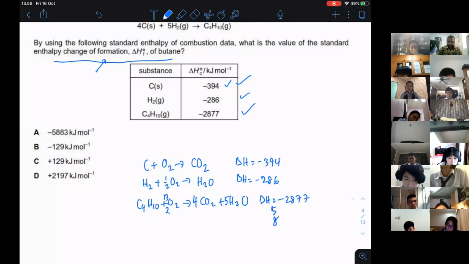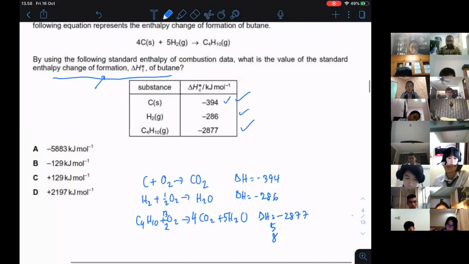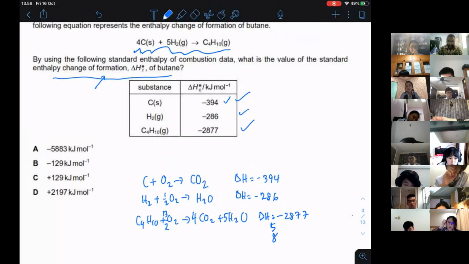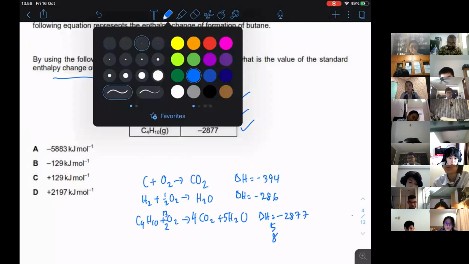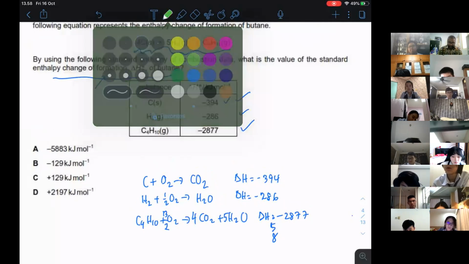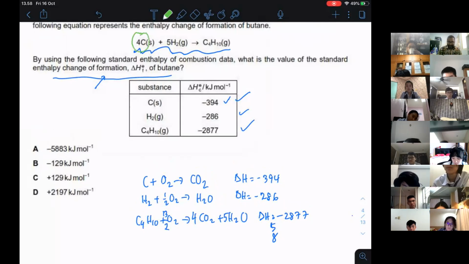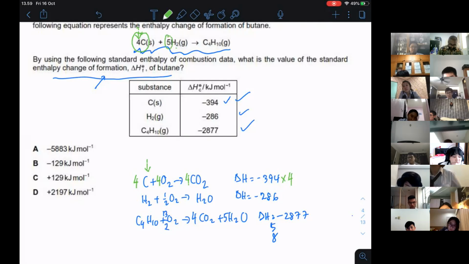Now I will show you. Here I need to get this equation. I need to check what I need on my left hand side and right hand side. According to the equations, carbon is on my left hand side, which is good, but you need 4, so you times everything by 4. I need hydrogen on my left hand side. Hydrogen is on my left hand side, but I need 5, so I times everything by 5.